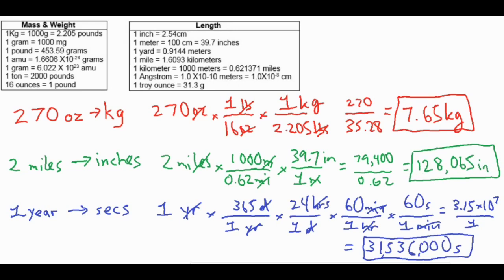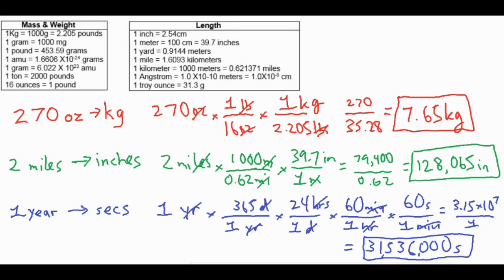So when you see 128,065 inches, is the number different than the 2 here? Yes, but they're measuring the same exact distance. Therefore, they are equivalent lengths, although the numerical values don't match up exactly. So that's what I mean by not changing the actual value of it.